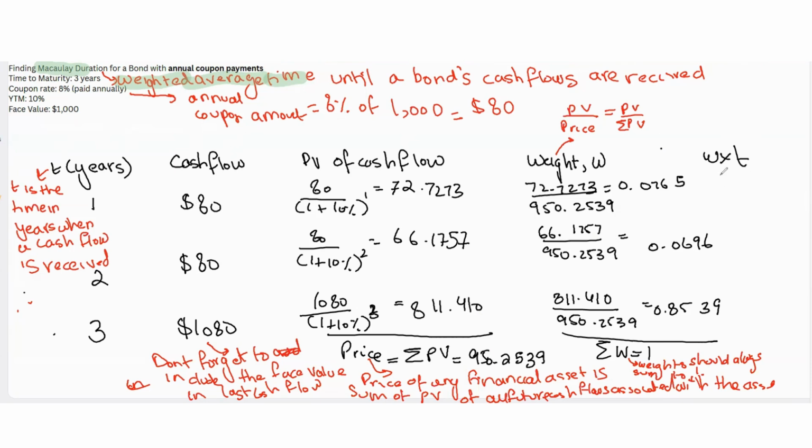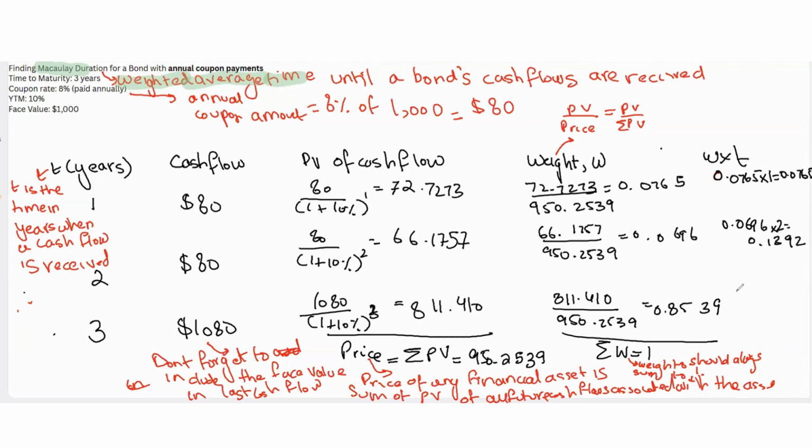So for this cash flow, the weight assigned to it is 0.0765 into the time of this cash flow, which is 1. So this is 0.0765. For this cash flow, this was 0.0696, so this is going to be the weight, 0.0696 into the time for this cash flow, which is 2. And this is just going to turn out to be 0.1392.